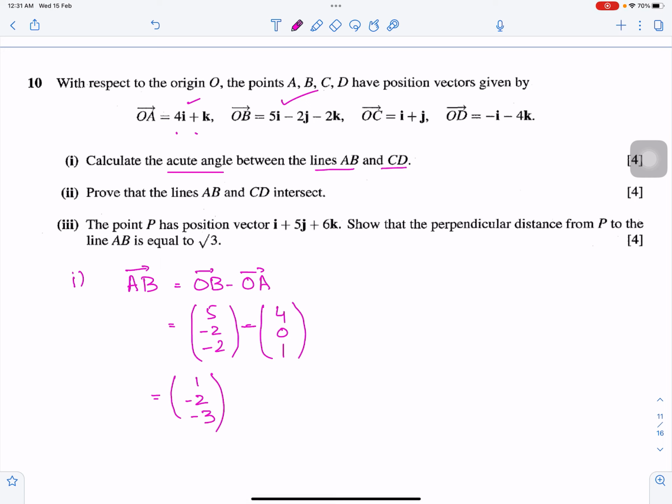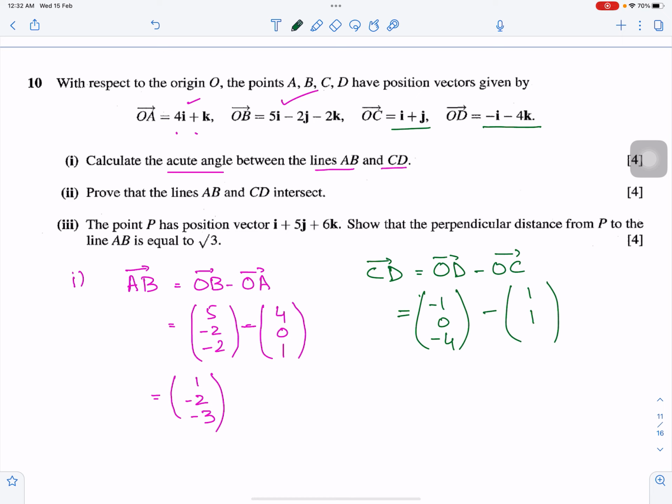Now I will calculate CD. Let me change the color so that there is no confusion. Now we will find the direction of CD. We will change it into position vectors, OD minus OC. It's easy to calculate this way. So the column vector of OD minus the column vector of OC. OD is here, j is again not here, so it is minus 1, 0 and minus 4. And for OC you can see k is not here, i and j are 1, 1 and 0. So when we simplify it, it will be minus 2, minus 1 and minus 4.